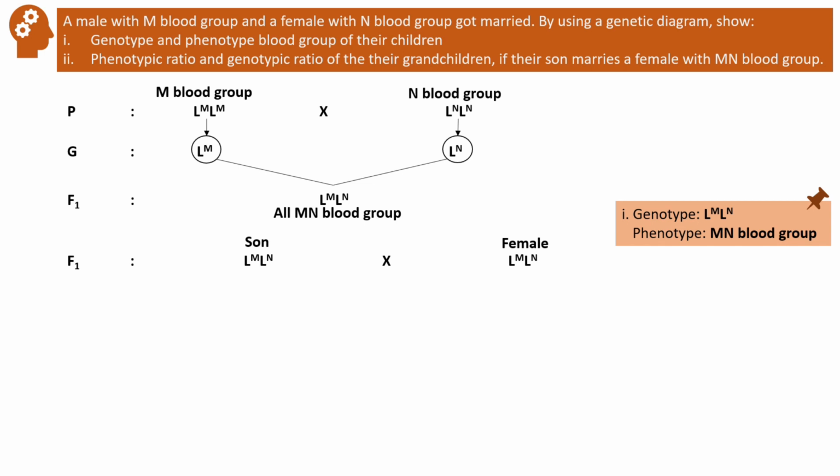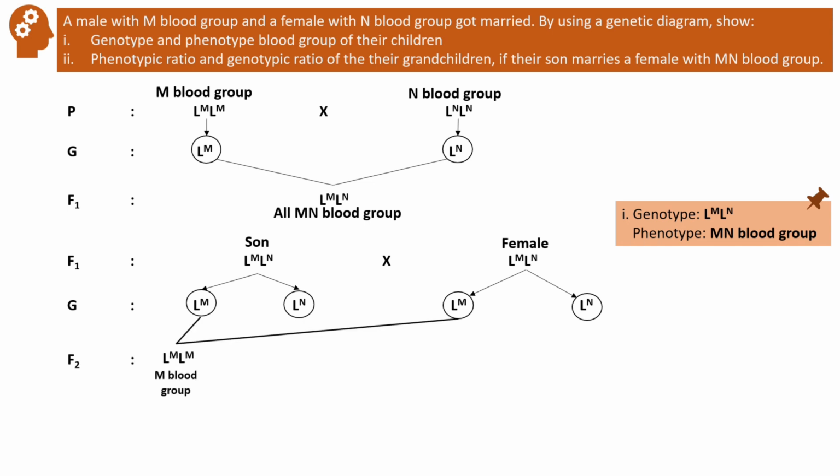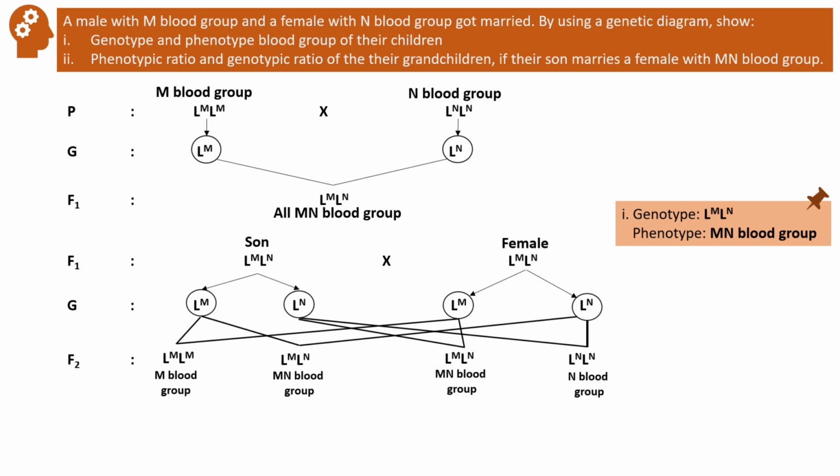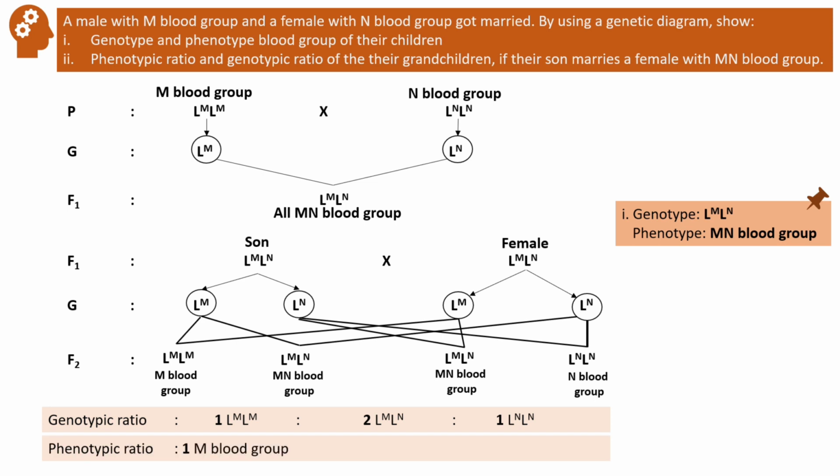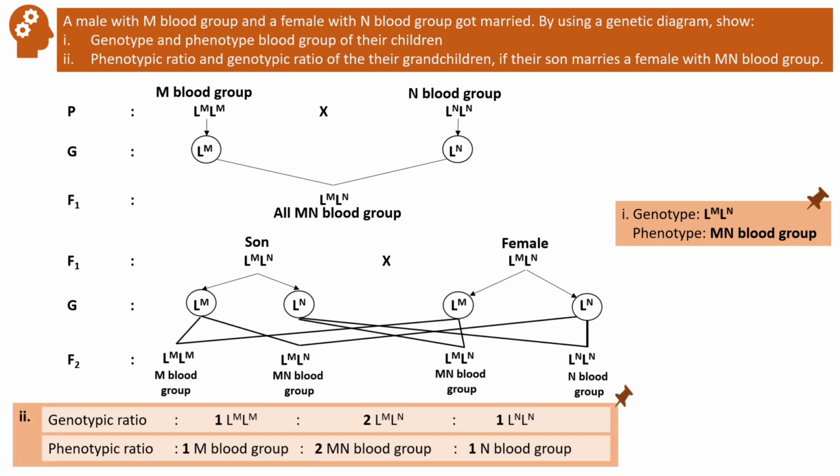To answer the second question, heterozygous son LM-LN is crossed with heterozygous female LM-LN. Each parent produce gametes. Fertilization between gametes will produce F2. F2 produced are LM-LM with M blood group, LM-LN with MN blood group, LM-LN with MN blood group, and LN-LN with N blood group. From the genetic diagram, the genotypic ratio is 1 LM-LM, 2 LM-LN, to 1 LN-LN. Meanwhile, the phenotypic ratio is 1 M blood group, 2 MN blood group, 1 N blood group.